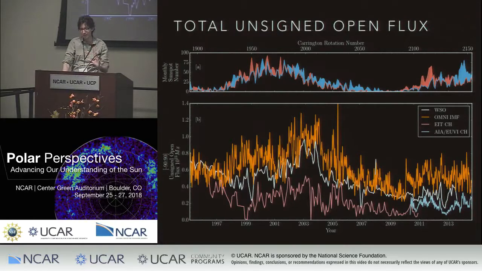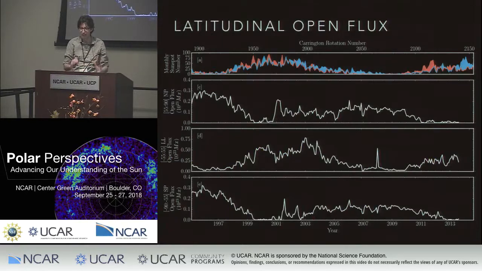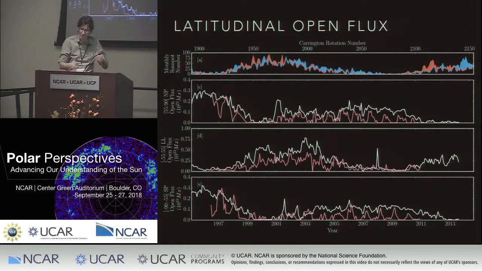But where it really breaks down is if we decompose this total open flux into a latitudinal open flux. So in this figure, I have the northern pole above 55 degrees, the southern pole below negative 55 degrees, and in between in this panel. And again, the white is the same model data. We then plot our EIT data. You can see again this variation is mainly occurring in the polar regions, as we expected, and the enclosed flux.